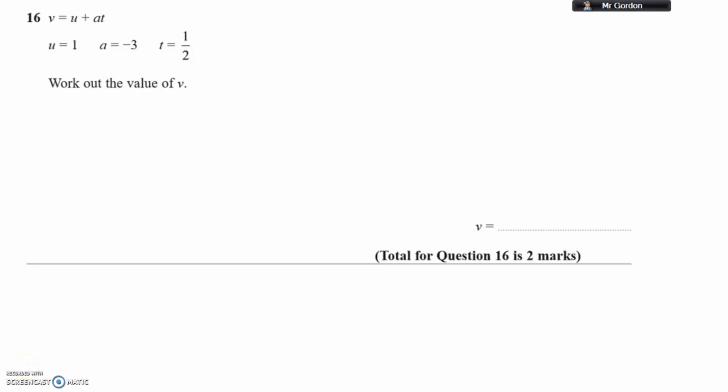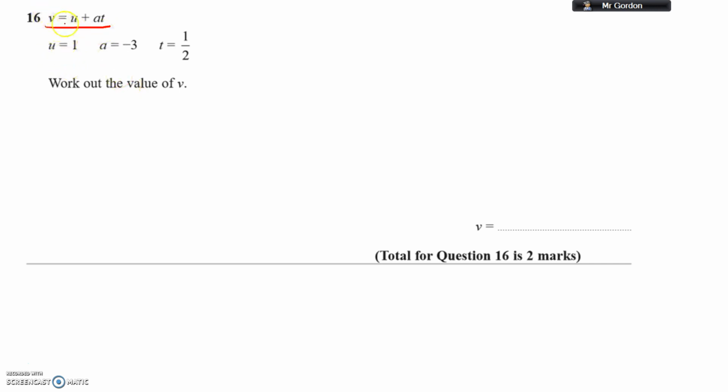Right, question 16. I think we are just substituting into a formula without a calculator this time, so you've just got to make sure you do everything in the correct order. Let's have a quick look at the formula. So we've got one of these SUVAT science formulas here. And we've got some values.